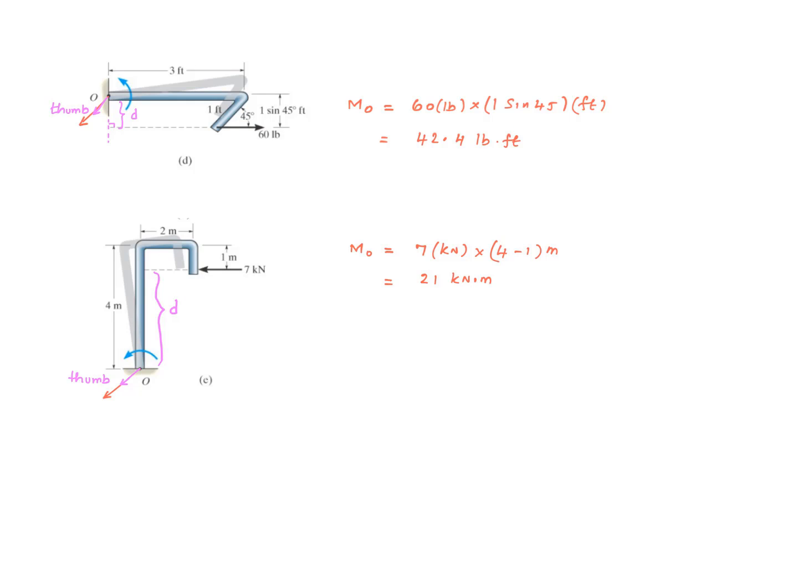And here's our final case. Once again, our thumb and the axis of the positive moment coincide with each other, and therefore we have a counterclockwise moment, or a positive moment. And this is our line of action of the force, and therefore the distance perpendicular to that would be this little d. And we're just going to have to subtract 1 from 4 in order to get this distance. And that's what I have done over here. So MO equals 7 kilonewton multiplied by 4 minus 1 meter, which is 21 kilonewton meter. Once again, we have a positive moment.